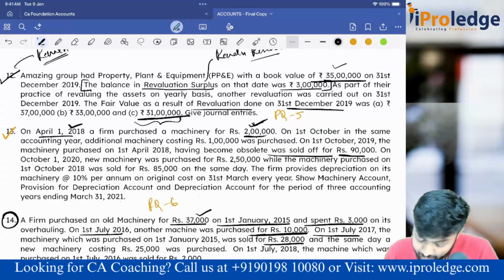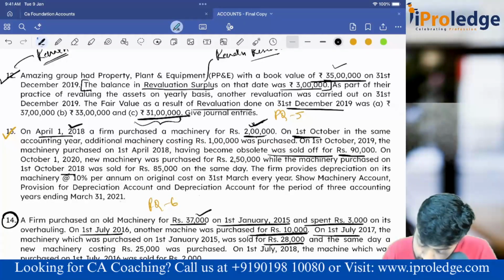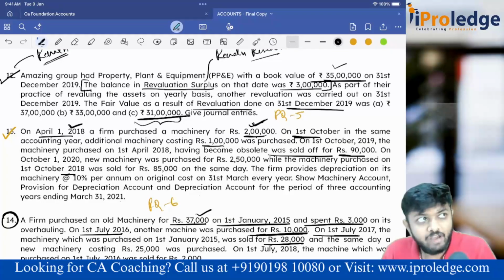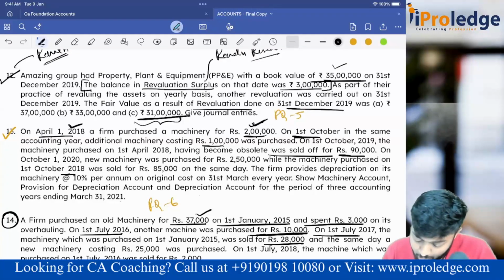On October 2020, a new machinery was purchased for 2 lakh 50, while the machinery purchased on 1st October 18, this one, 1 lakh, was sold for 85,000 on the same day. The firm provides depreciation on its machinery at 10% per annum on original cost, that means SLM. Every time the percentage should be multiplied on the cost only, because under SLM depreciation every year will be the same. Show machinery account, provision for depreciation account and depreciation account for the period of 3 accounting years ending 31st March 2021.